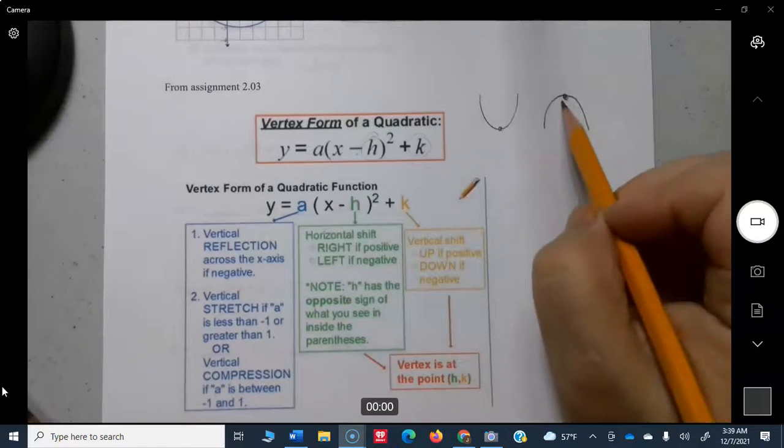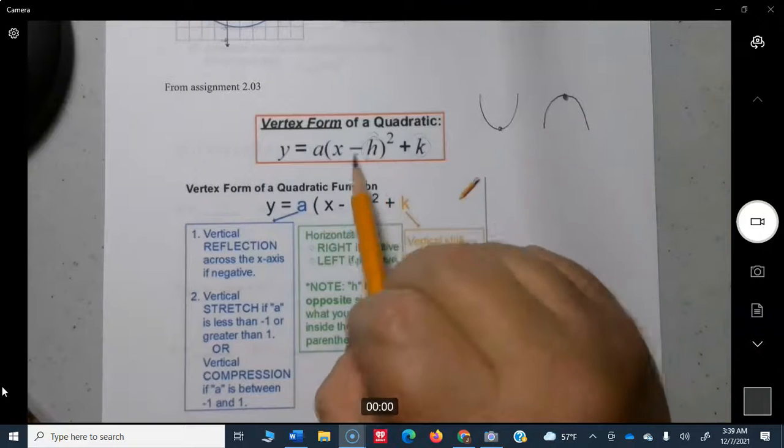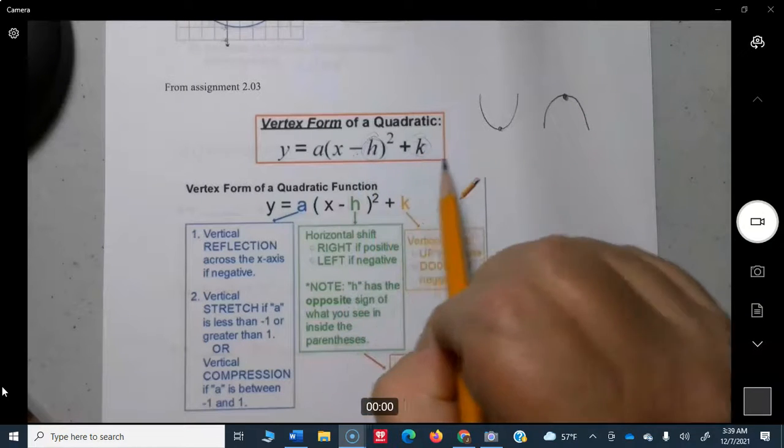So the coordinates of this point, or this point, would be this number, and remember there's a minus sign there, and this number. All right.